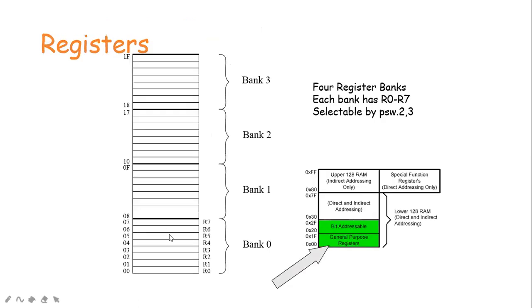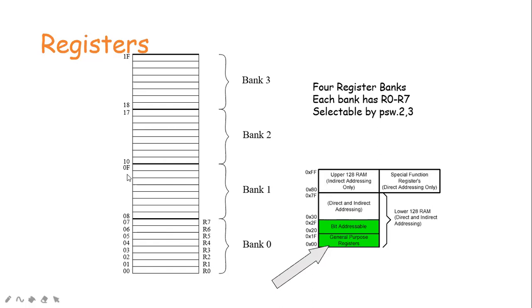So this is 00 to 1F. This is general purpose registers. There are 32 bytes, 00 to 1F locations, of internal RAM divided into 4 banks: Bank 0, Bank 1, Bank 2 and Bank 3, and each has 8 registers, R0 to R7. The 00 to 07 locations are bank 0 locations, and each location is designated with a register, R0 to R7.